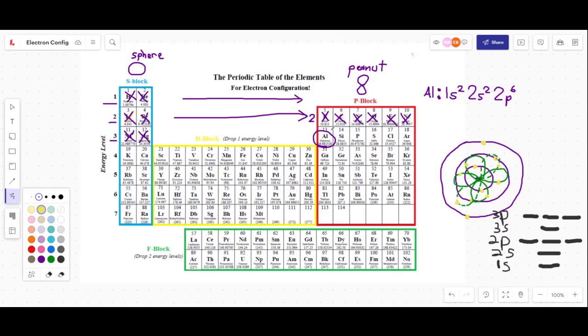And I only need to put one more electron because I only have 13 electrons, and aluminum is my last one. So I will go ahead and draw all my 3p orbitals. 1. Sorry, my drawing is kind of terrible. And then all right, so there you go.